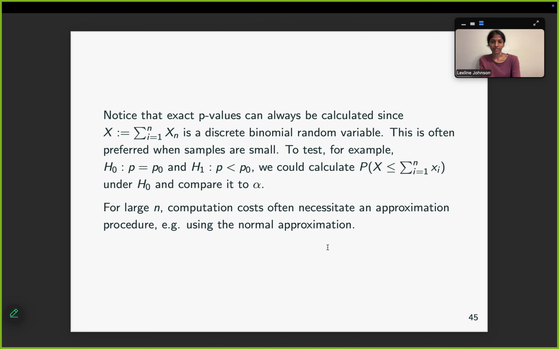And then our exact p-values can be calculated since x is a discrete binomial random variable, and so this is useful for when samples are small. But for larger sample sizes, the computational costs might make us need to approximate our mean and p-value for our proportions, and we can use normal approximation for that.